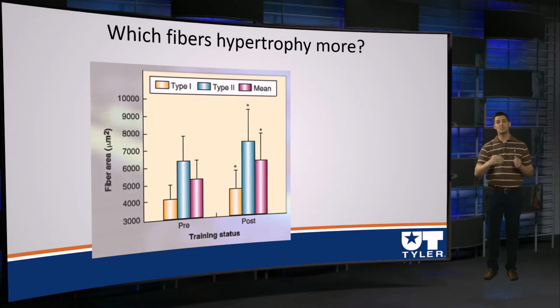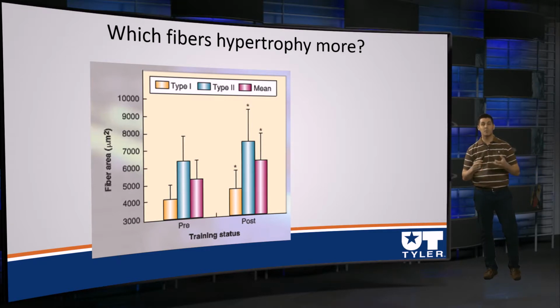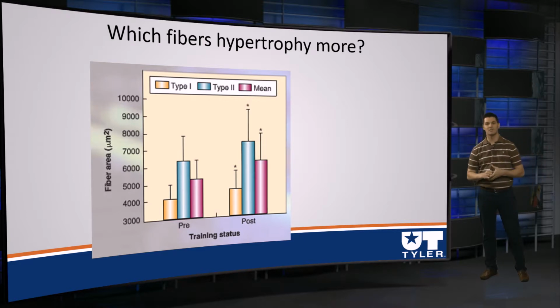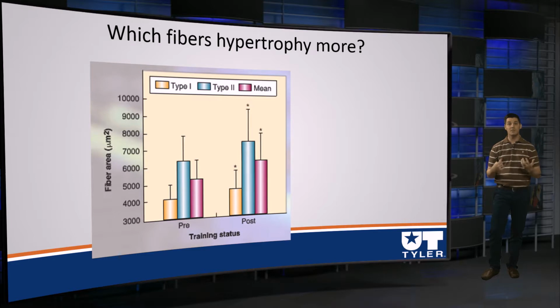So again, much larger increase in type 2 fibers. So we can conclude that type 2 fibers see a much greater hypertrophic response to resistance training. The physiological question is, why does this happen? You should start to be thinking, how does this happen? Why are our type 1 fibers not really adapting when our type 2 fibers are a whole lot? Well, here's why.